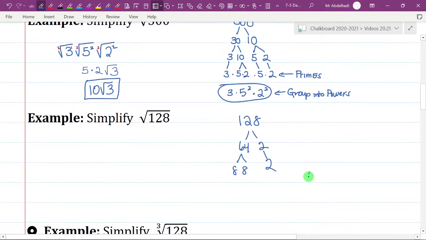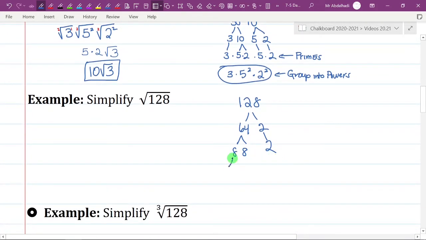So now I have 8 times 8 times 2. And on the 8s, each one becomes 4 times 2, 4 times 2, and that one's just 2, right? And then the 4s become 2s. So 2 times 2, bring this one down. This becomes 2 times 2, bring this one down, and that's a 2. Okay, I now have a prime factorization. Now it's just time to group into powers.